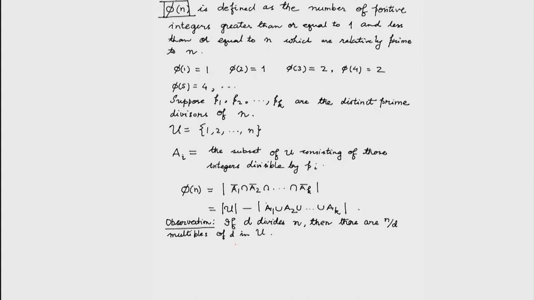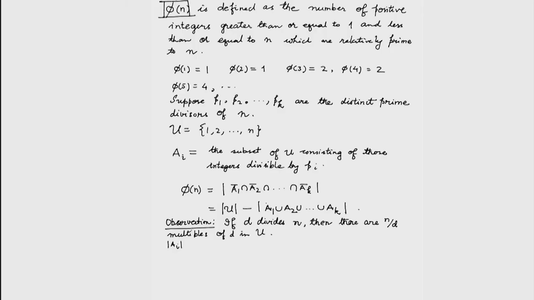This can be verified and I leave it as an exercise, but if we take it to be true, which of course we can verify, then we will get Ai equal to n by pi. Ai intersection Aj, where i is not equal to j, equal to n divided by pi pj, and proceeding in this way, finally we will get A1 intersection and so on up to intersection Ak is equal to n divided by p1 dot dot dot pk.